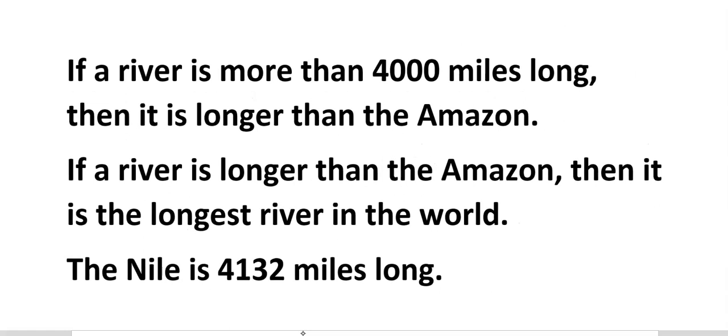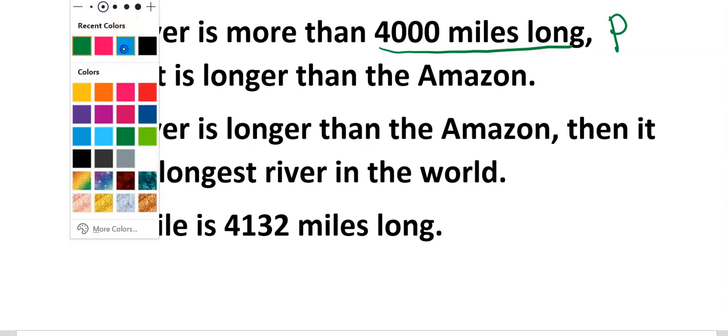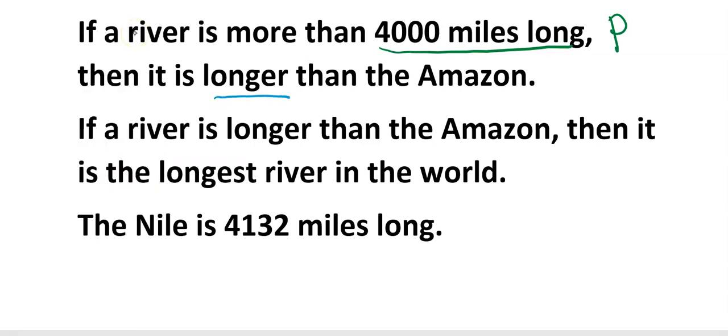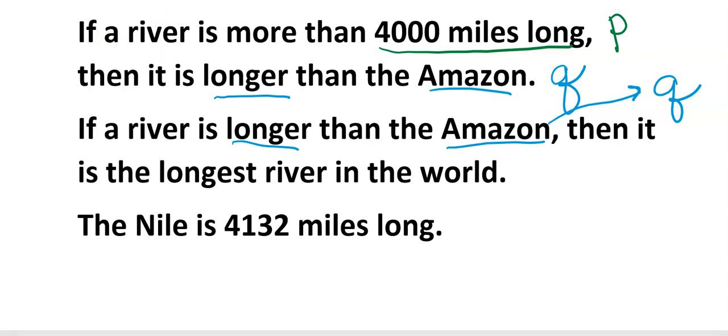Okay, and this one is kind of another one of those. If a river is more than 4,000 miles long, that's P, then it's longer than the Amazon, that's Q. If a river is longer than the Amazon, what is that, P or Q? Those match. Then it is the longest river in the world. Is that a new idea? Yep, so let's go pink there.